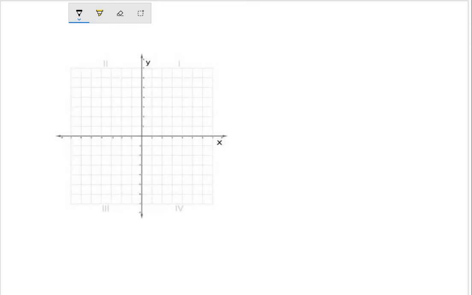So I got asked about a refresher for translations, and those might look like this if you have some kind of function. The letters and numbers inside the parentheses are all horizontal. So they move things left, right, or they stretch it sideways.